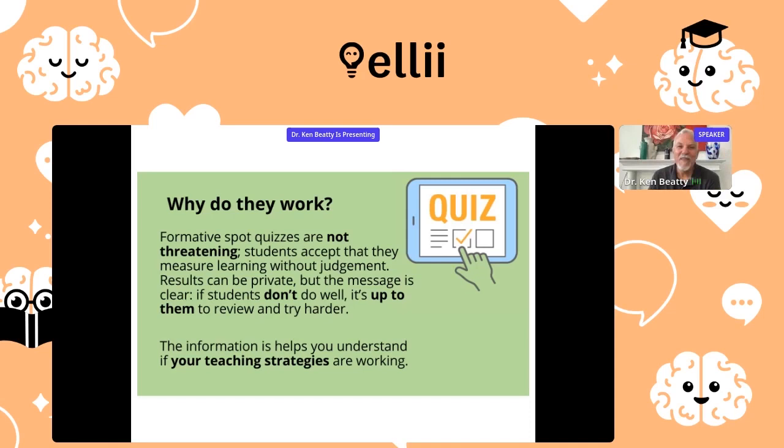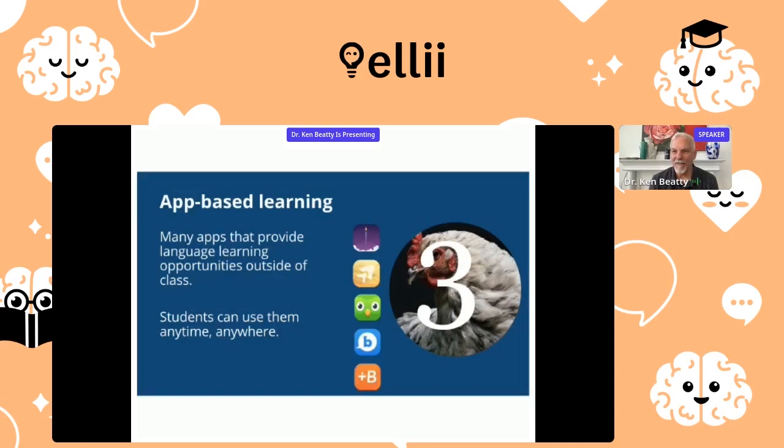Okay, app-based learning. Many apps provide language learning opportunities outside of class. There's so many of them out there. You can direct students towards them if you want, and the advantage is they can use them anytime and anywhere. There's things like Duolingo and Babbel and so many different ones. There's lots that they don't have to pay for, so maybe look at those ones first.